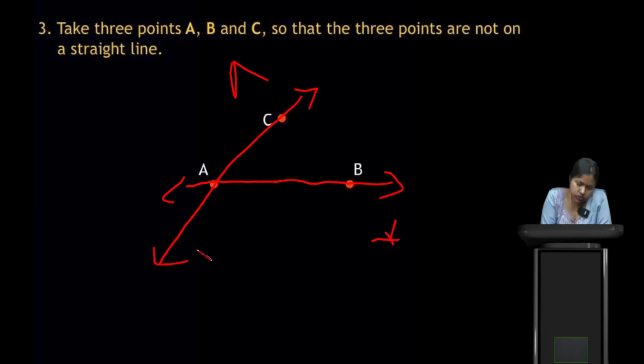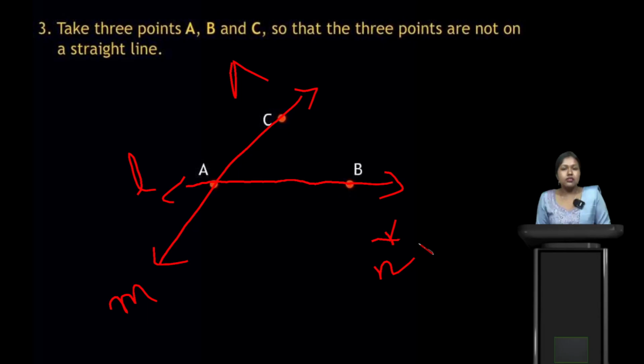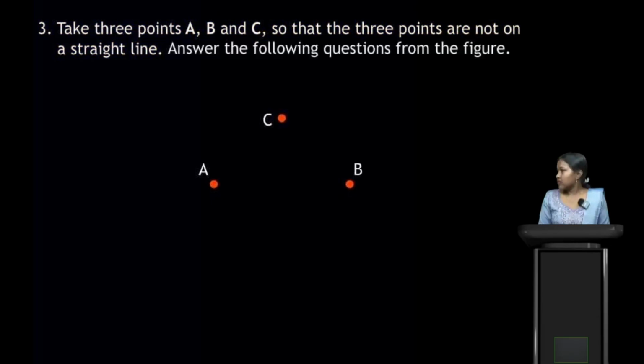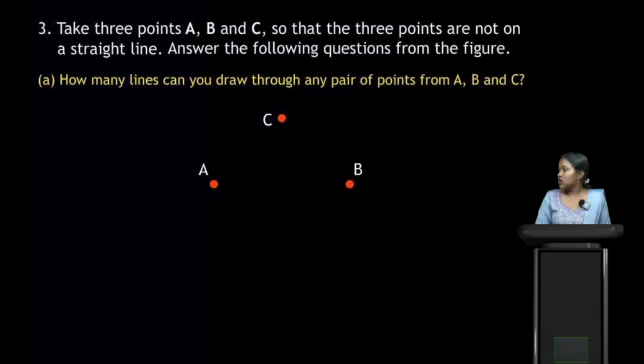I am giving the names of these lines. Suppose one line is L, another one M, another one N. These are three different lines, but you can see none of the lines passes through all 3 points. Only 2 points are on each line. Okay, so here are the points. Now they are asking how many lines can you draw through any pair of points from A, B and C.